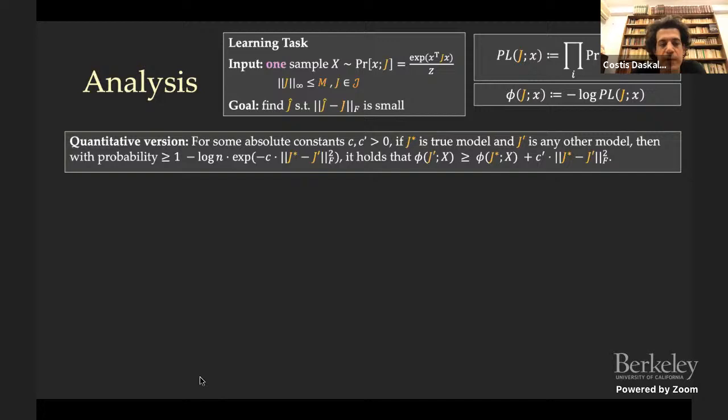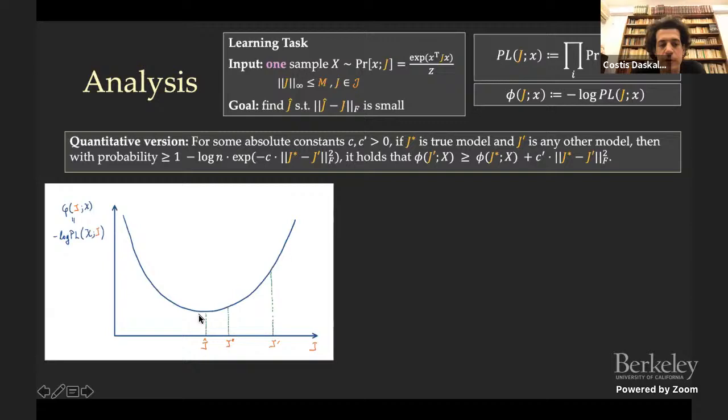So pictorially, the minus log pseudo likelihood is a nice convex function. Its optimum is the minimum of this. Okay, the problem is constrained, but for the picture, let's say that the minimum is where it's zero. The true model is not necessarily the minimizer of this function, so the true model could be something else. Now, what I want to argue is that some J prime that is far from the truth is certainly not going to be J hat, the minimum.